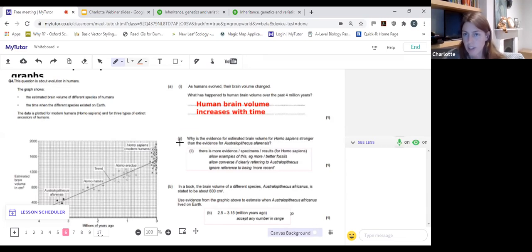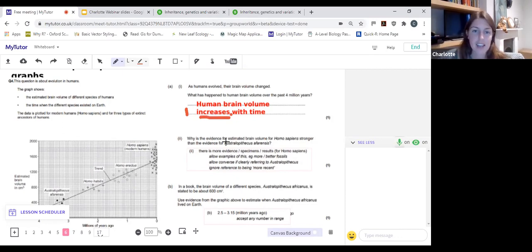Now, actually, looking at that now, I've written that. But because of that backwards axis, you would get the point for saying that the brain volume increases. That's what they're looking for. 1 point for that word increases. But actually, it's probably best to just leave it as increases, because with time there implies that as time increases, and obviously that axis mucks that about a bit. So if you're going to be really pernickety about that answer, you'd be better off just leaving it as brain volume increases.